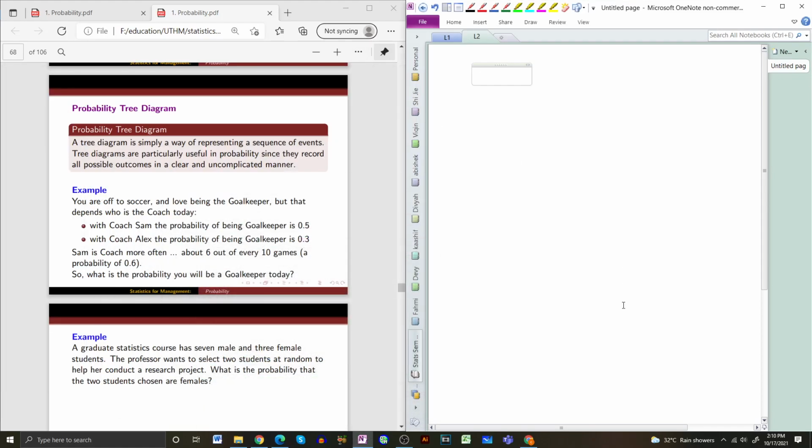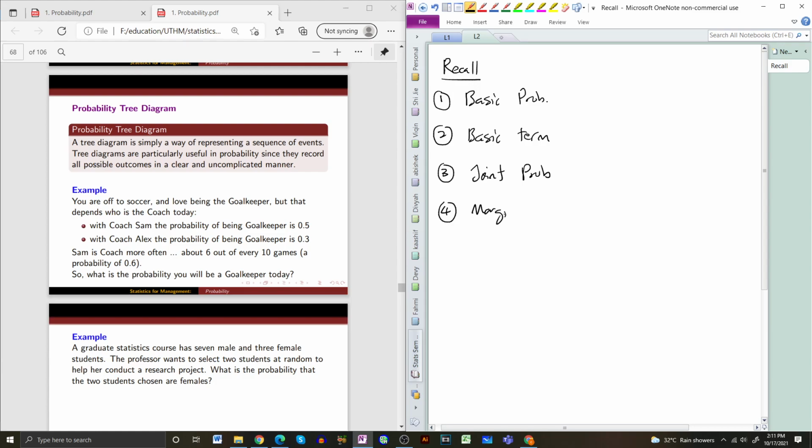All right, good afternoon. Today is our second class, and just to recall what we learned in our first class: we learned basic probability, some basic terms. We learned joint probability, marginal probability, conditional probability, and the last one, I think, is union of probability.